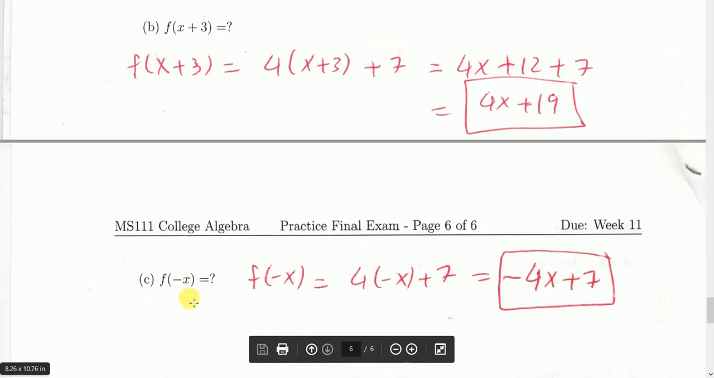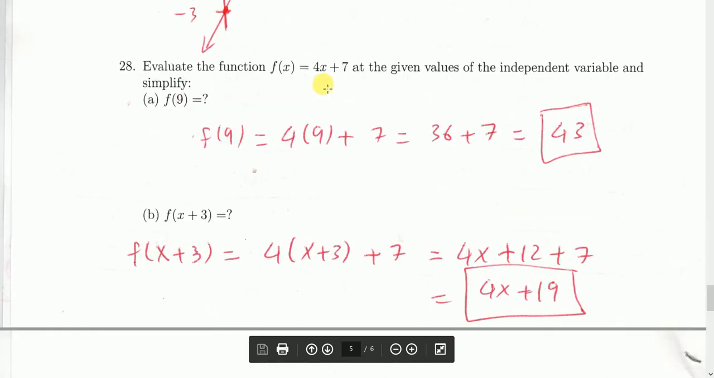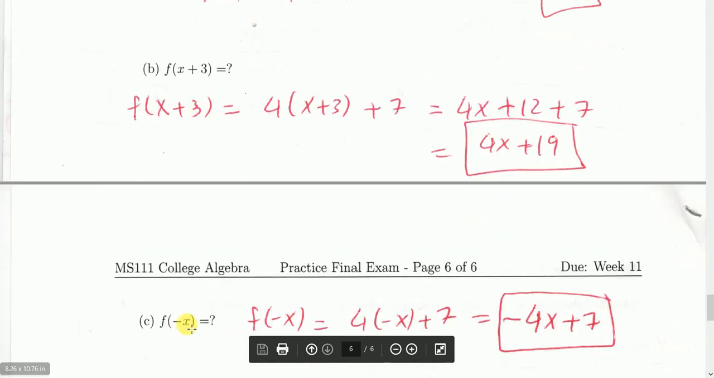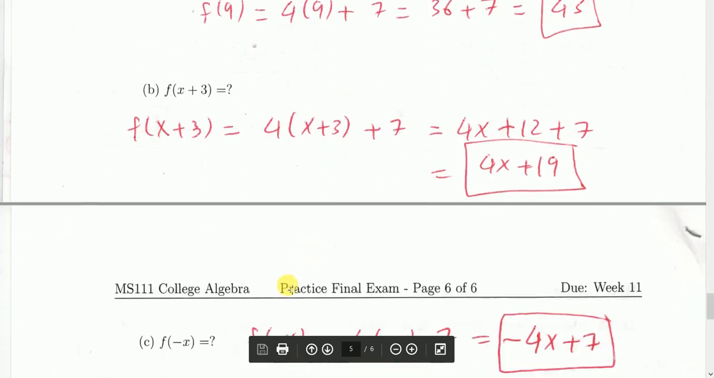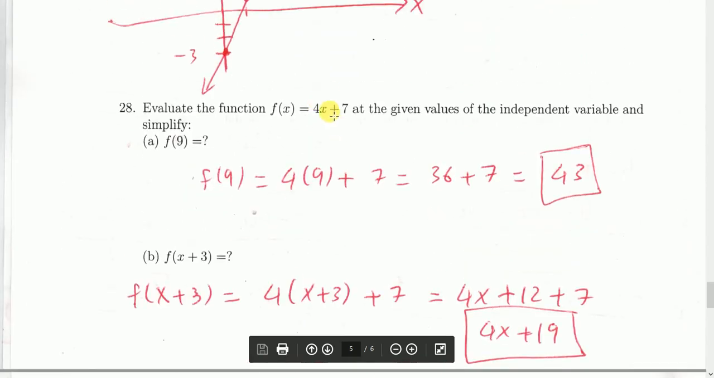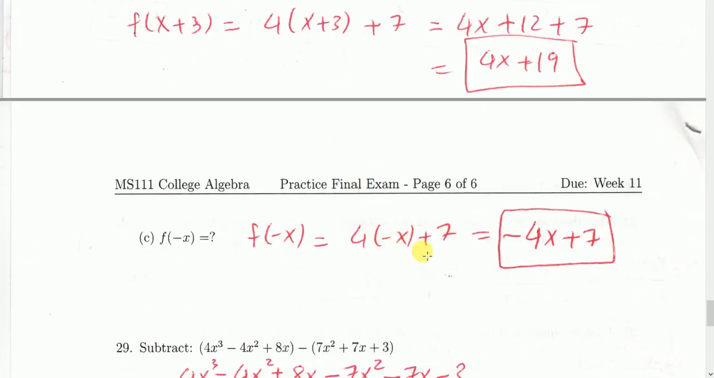Now, minus x. Whenever you see x here, just plug in minus x. So f of minus x is just what? 4 times x, but x now is minus x, and then plus 7. 4 times minus x gives you minus 4x, plus 7.